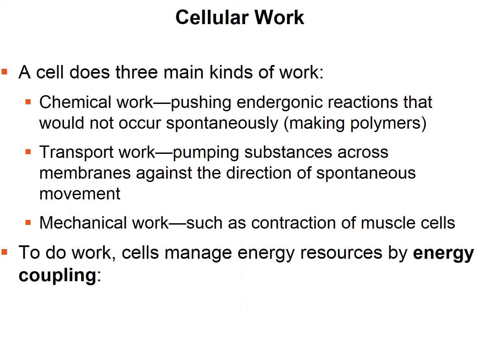There are three main types of work that a cell can do. One is chemical work. This is pushing an endergonic reaction like we just looked at that would not occur spontaneously. So, for example, making a polymer, making a protein from amino acids. A second type of work is called transport work. So pumping substances across membranes against the direction of spontaneous movement. So we looked at that previously when we were talking about active transport. And a final type is mechanical work. An example of this would be the contraction of muscle cells.